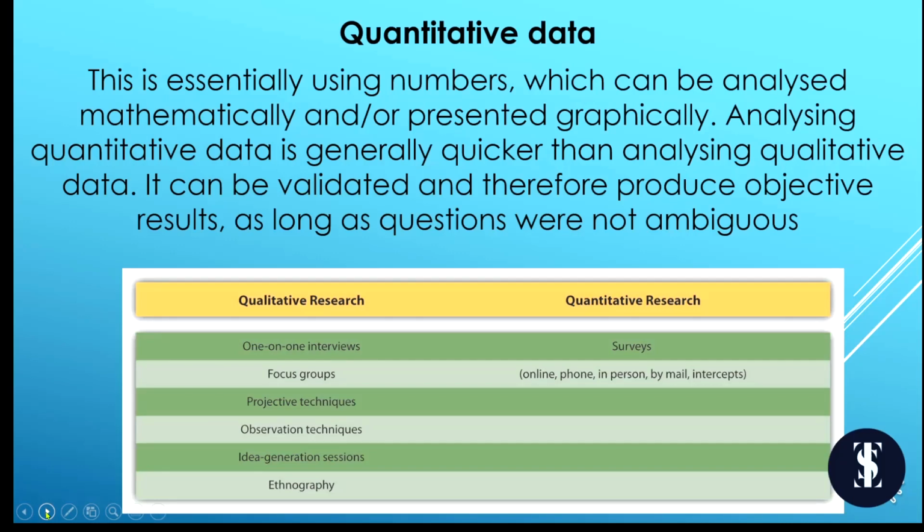Quantitative data is essentially using numbers. Okay, these can be analysed mathematically, and they can be presented graphically. Okay, it's generally quicker than using what's called qualitative data, and it can be validated and therefore produce objective results as long as the questions were not ambiguous.